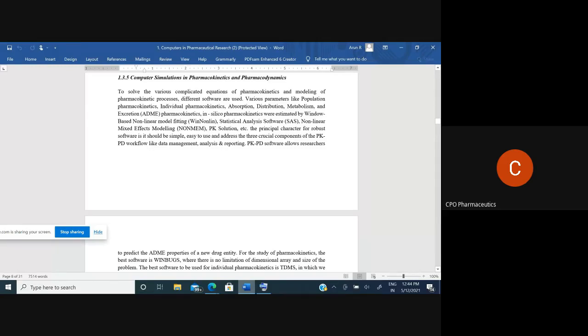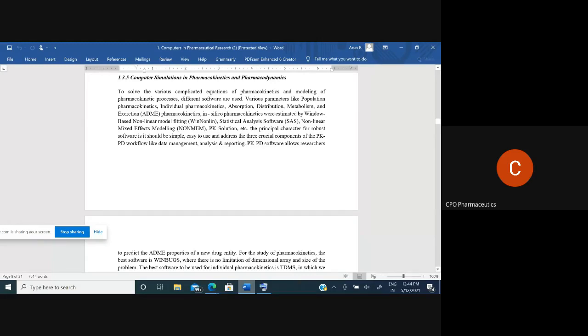NONMEM is for population pharmacokinetics. For example, you do a clinical trial and a pharmacokinetic study in 100 or 200 people. You can drop that information into NONMEM, and NONMEM will tell whether the drug shows individual variability or behaves uniformly in all humans. See, the major problem people face is this: you give a drug to person A, 500 mg, and he gets good therapeutic efficacy. The next person of the same body weight or same physical nature, you give 500 mg, and it will not work.